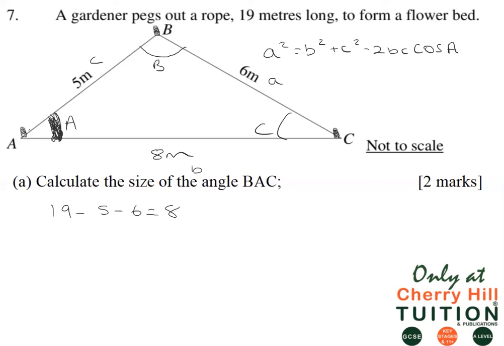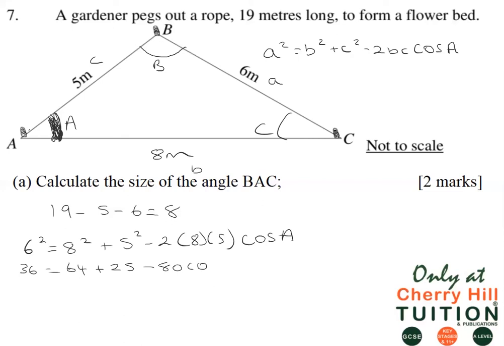So A squared, which is 6 squared, is equal to B squared, which is 8 squared, plus C squared, which is 5 squared, minus 2 multiplied by 8 multiplied by 5 cos of A. And now we can simplify this. So 6 squared is 36. And then we have 8 squared, which is 64, plus 5 squared, which is 25, minus 2 multiplied by 8 multiplied by 5, which is minus 80 cos of A. And now we just need to rearrange to make A the subject.